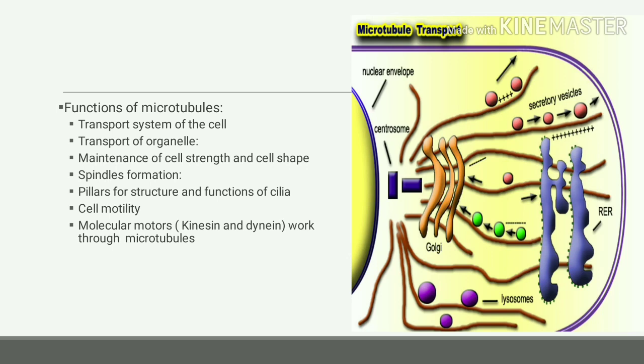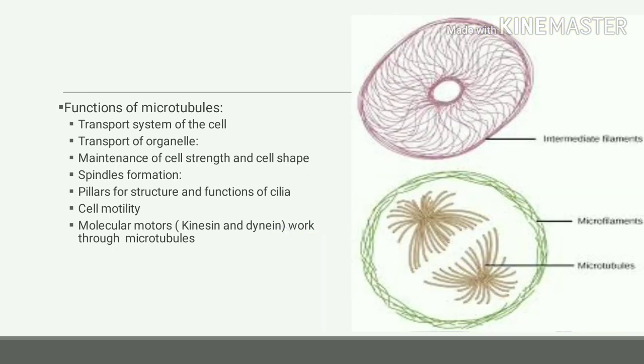They also help in the formation of the spindle. You can see here, at the time of cell division, spindles are formed. And these spindles help to move the chromosomes during mitotic cell division. Microtubules are also pillars for the structure and functions of the cilia. Microtubules also contribute to cell motility.